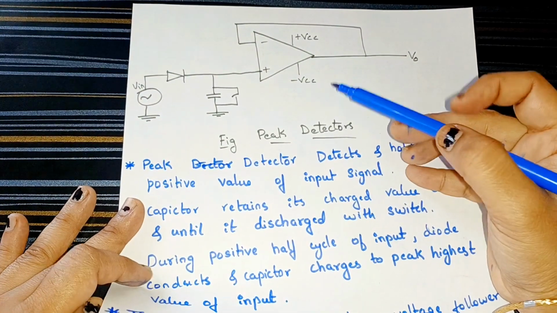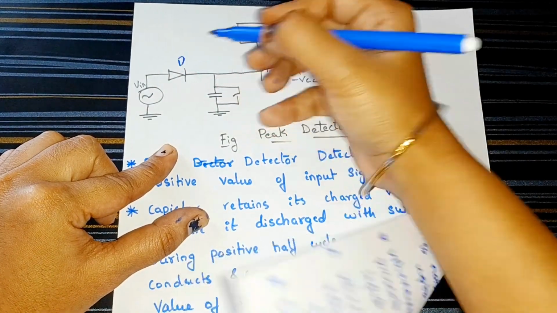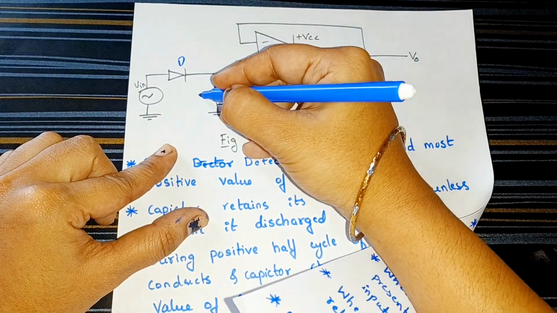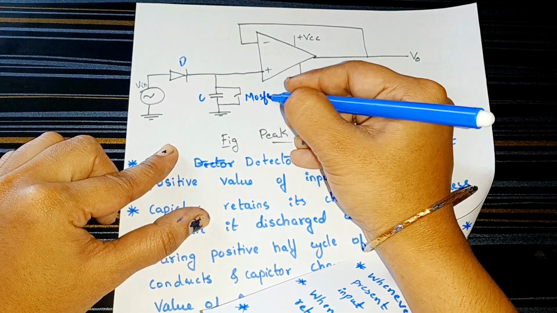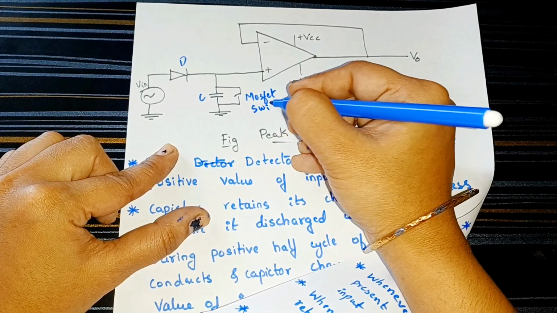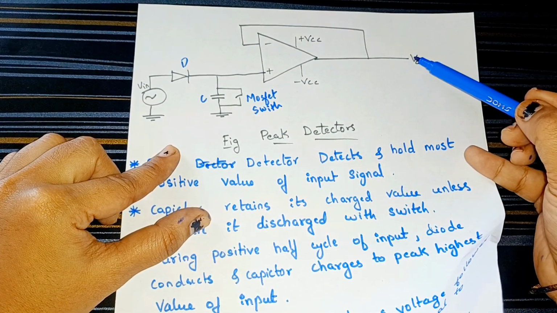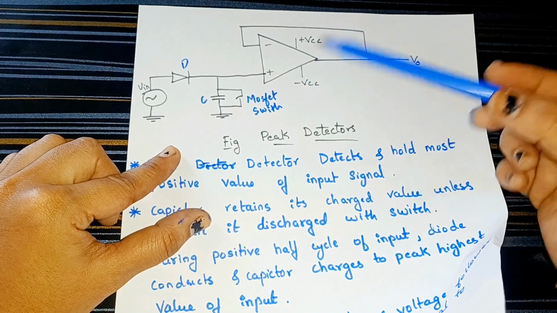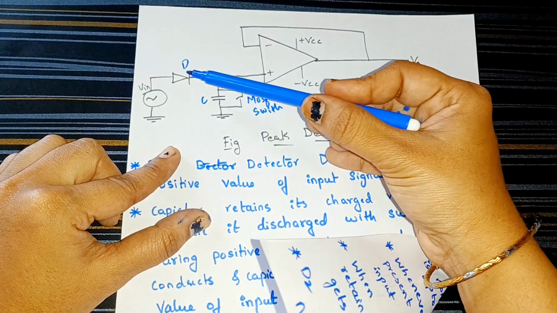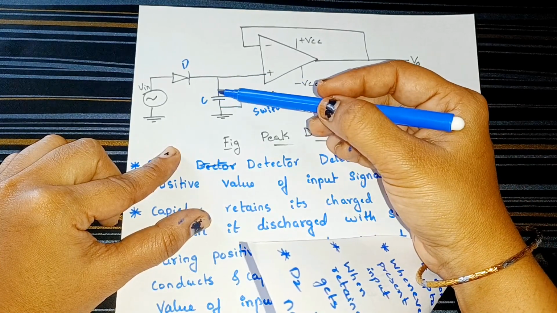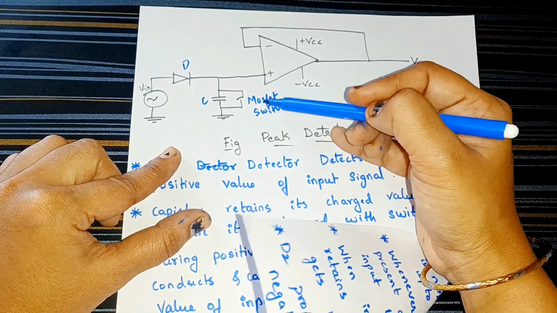So here we have the peak detector circuit. We have only one diode, a capacitor C, and a MOSFET switch. Here we also have a voltage follower. Whenever we give an input signal, we have the diode with the capacitor connected to it, which charges and discharges through the MOSFET switch.